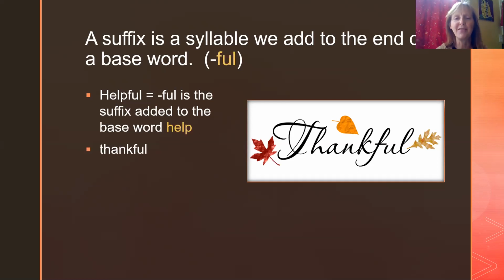Thankful: "I am thankful that you're here with me today." Full is added to the base word thank. Joyful: full is added to the base word joy. Powerful: full is added to the base word power. And hopeful: full is added to the base word hope. Now, if I wanted to put these two together, let's do painful as well. Painful, full of pain. So full is added to the word pain, and we only keep the one L.